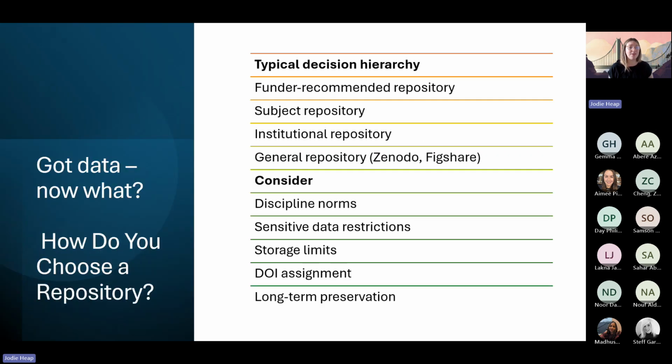Okay, cool. So what I call got data, now what? How do you choose a repository? It's a bit of a personal question because there's not really a wrong answer. Repositories are available in many locations, in many formats, and it depends on if there's been one specified as part of your DMP process that has had to be signed off, or if you have full autonomy to make your own decisions.